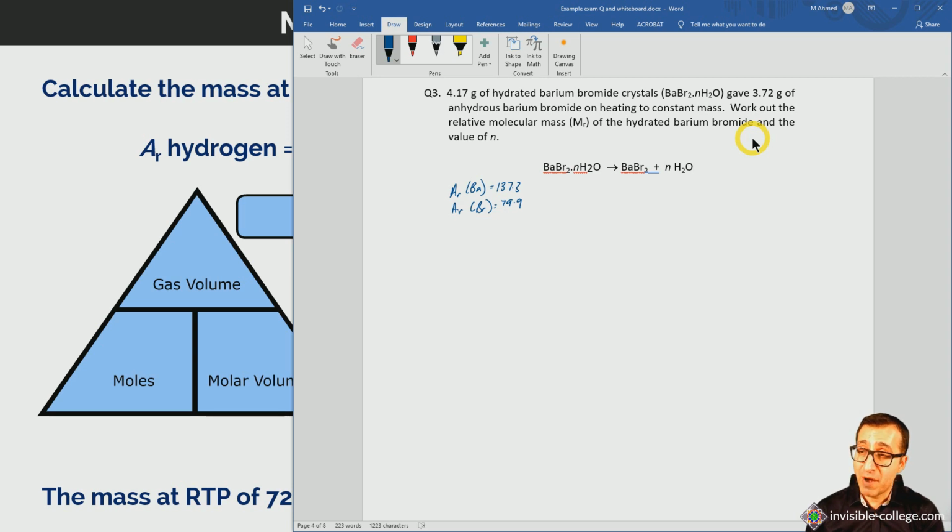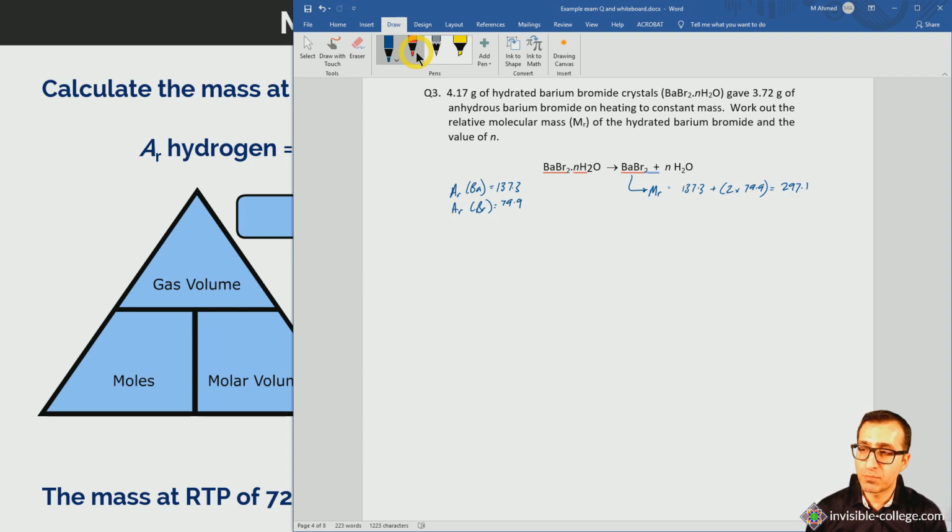So the relative formula mass of barium bromide, anhydrous barium bromide here, is going to be 137.3 plus 2 times 79.9 for the two bromine atoms in this formula. And so this gives us a relative formula mass for anhydrous barium bromide of 297.1. Now, it doesn't really matter if you round it up to 80 for this one and 137 for this one. As we'll see, it won't make any difference. I'm just using the slightly more precise values here.